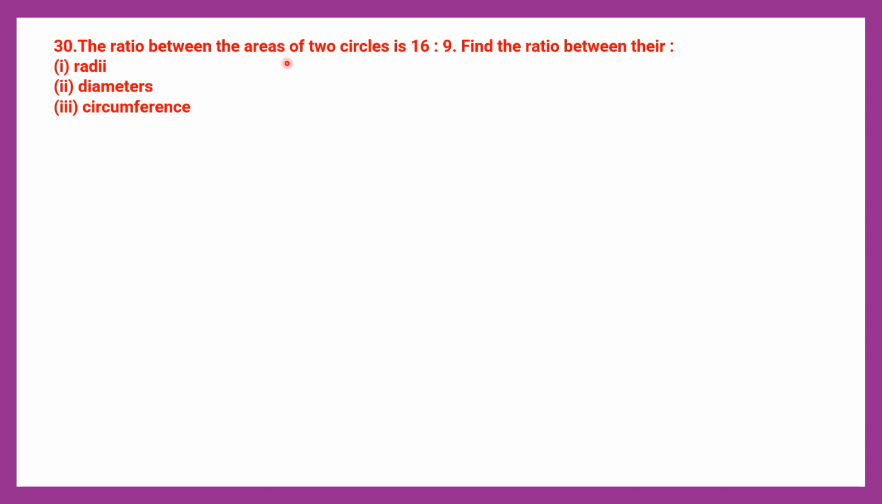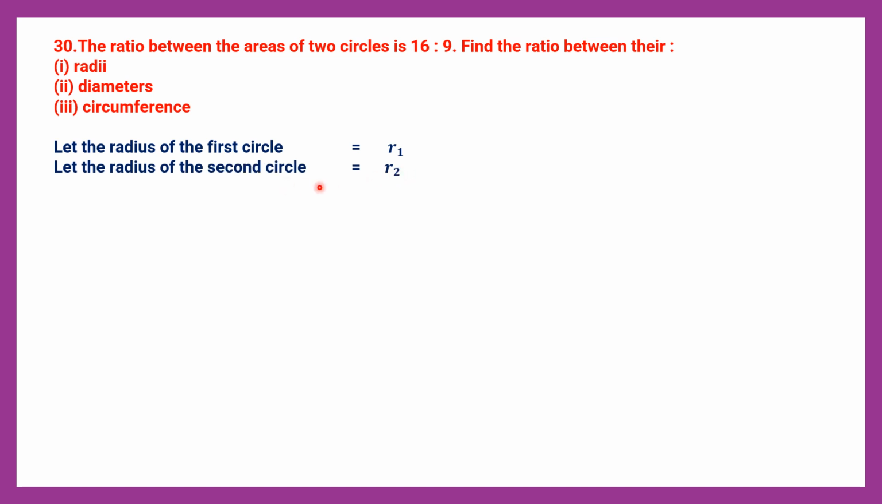So this is the ratio between the areas. Now we have to find the ratio between their radii, diameters and circumference. So this is only the ratio between the areas. So here we have to find the radii, that means the two radii. Let the radius of the first circle be R1 and the radius of the second circle be R2. So we have to find the ratio between these two radii.